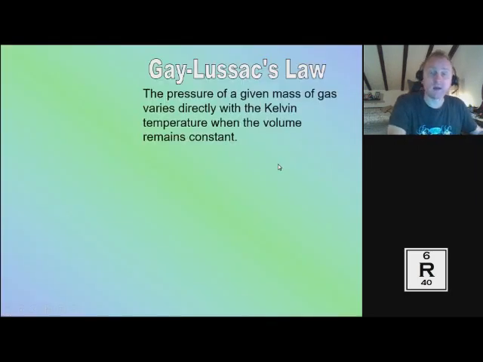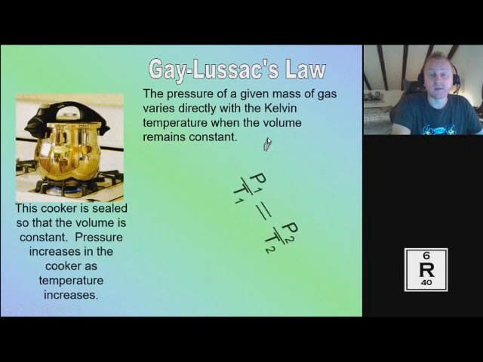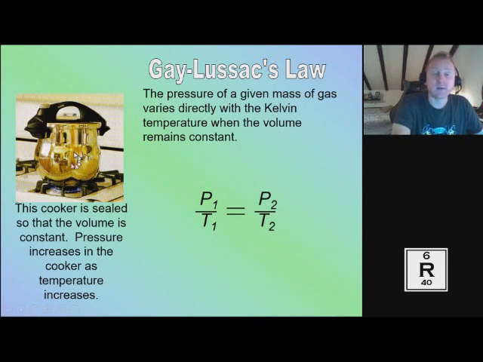The next law is Gay-Lussac's law: the pressure of a given mass of a gas varies directly with the Kelvin temperature when the volume remains constant. In Gay-Lussac's law, the volume is constant. So it would be a container that's rather strong and airtight, like a pressure cooker. A pressure cooker is sealed, so the volume is constant.